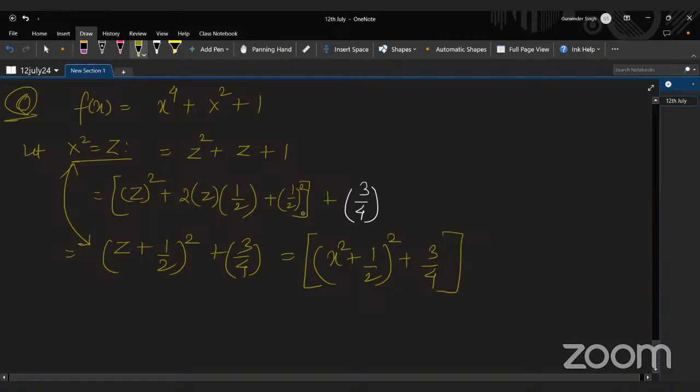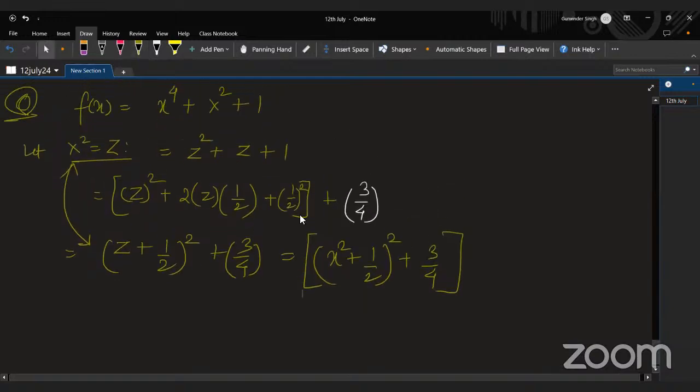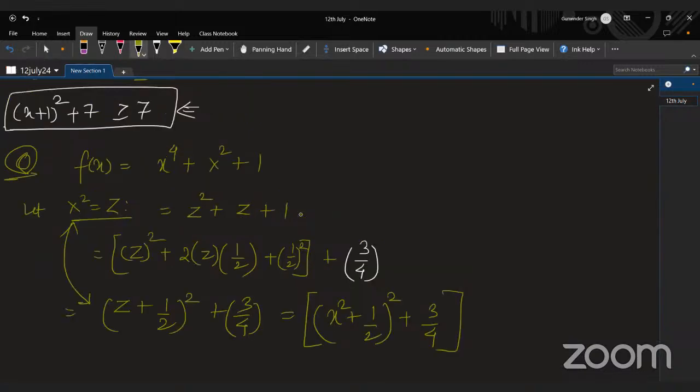3 by 4, how did that come, sir? Sorry, 3 by 4, how did it come? See, here I have 1. I try to recognize this form. This form I have on the left side.